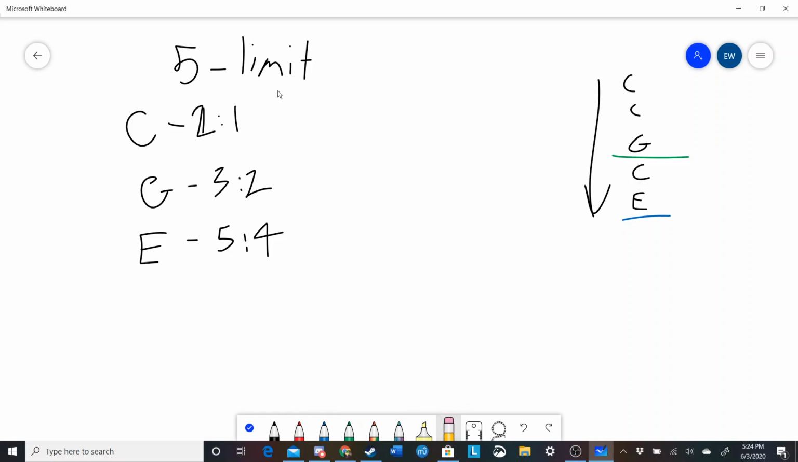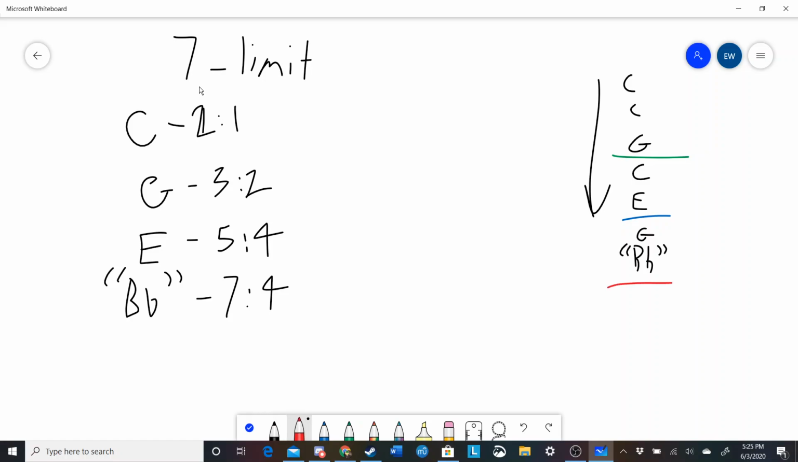And furthermore, we can go on from that, and we could include 7-limit tuning, which would also include the harmonic seventh. So B flat in quotation marks would be the interval 7 to 4. So this would be including now these notes of the harmonic series. So we would stop there, and that would be called 7-limit tuning. And you can have basically any prime number as your limit for tuning.